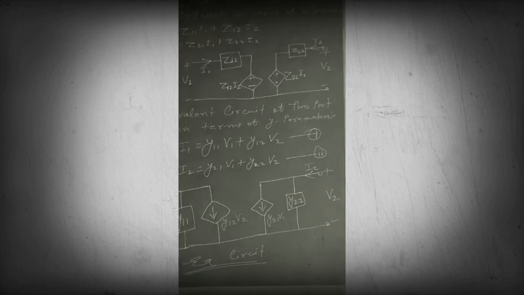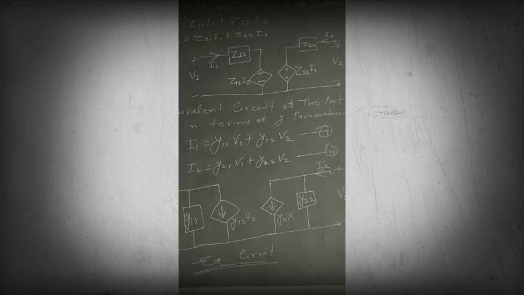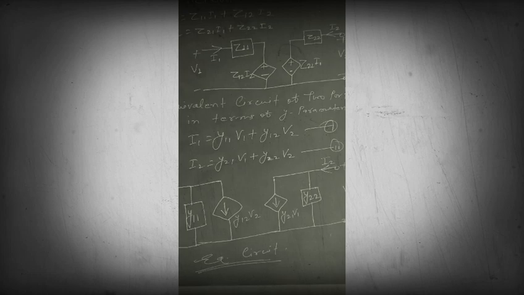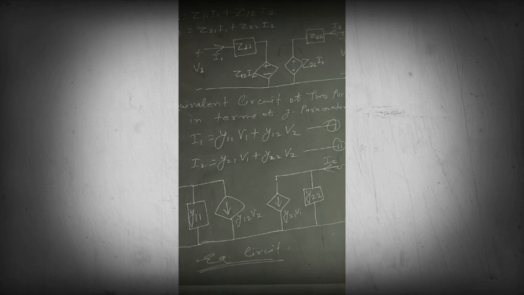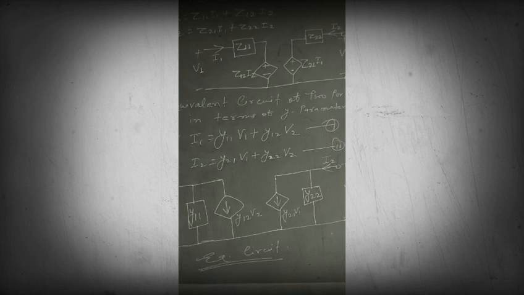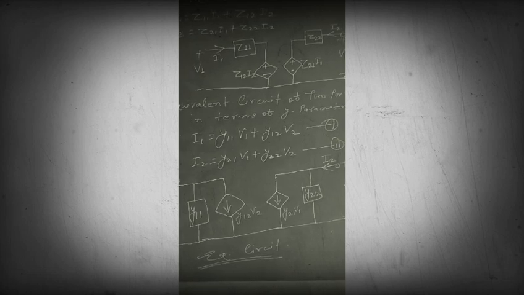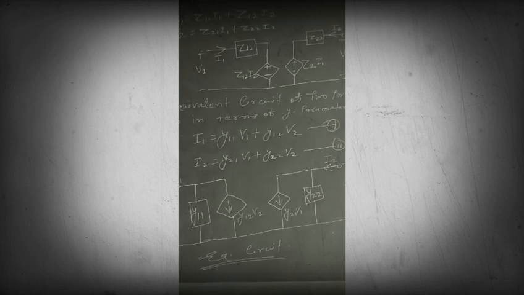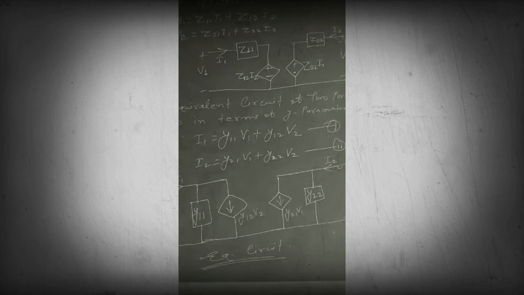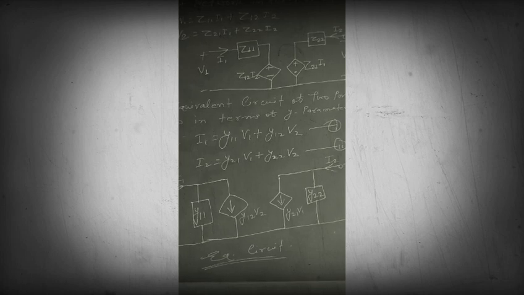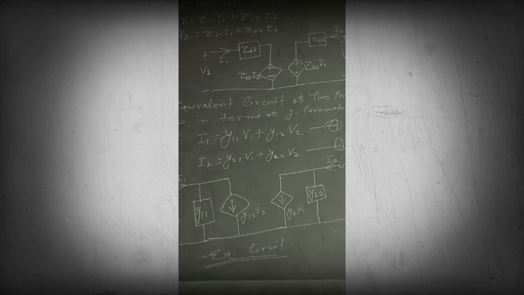Next, the second topic is equivalent circuit of a two-port network in terms of Y parameters. So first we'll write the equations of Y parameters. The equations are I1 equal to Y11 into V1 plus Y12 into V2. Similarly, I2 equal to Y21 into V1 plus Y22 into V2. Now we have to draw the equivalent circuit in terms of Y parameter.